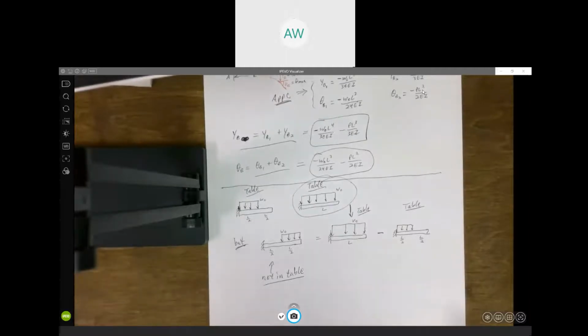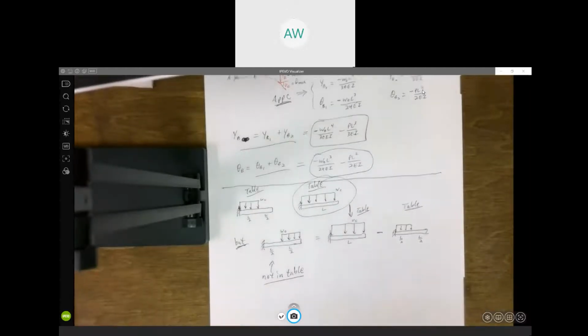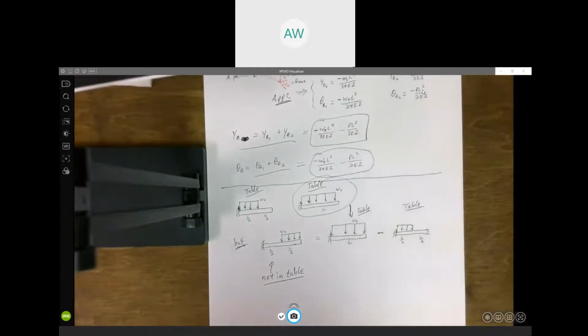Think about, is there a way that you can take 2 of those that are in the table and either add or subtract them to get the loading that you want? And it's a nice little trick that you can actually use to, again, solve some problems other than just those 6 that are listed there. All right, that makes sense. Any question about that?